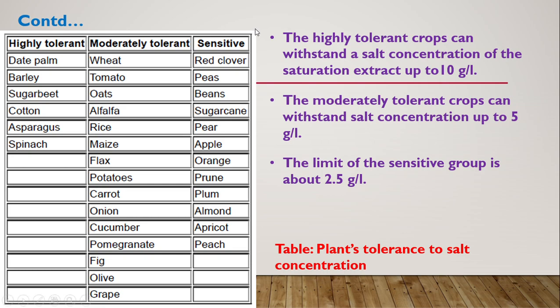Red clover, peas, beans, sugarcane, pear, apple, orange, prune, plum, almond, etc. cannot grow in saline soils. Wheat, tomato, oats, etc. can tolerate some amount of salinity, and date palm, barley, sugar beet, cotton, asparagus and spinach can grow in very highly saline soils. The limit of the sensitive group is about 2.5 gram per liter of salinity. Above 2.5 gram per liter, these crops also cannot grow in saline soils. Okay, that is the thing.